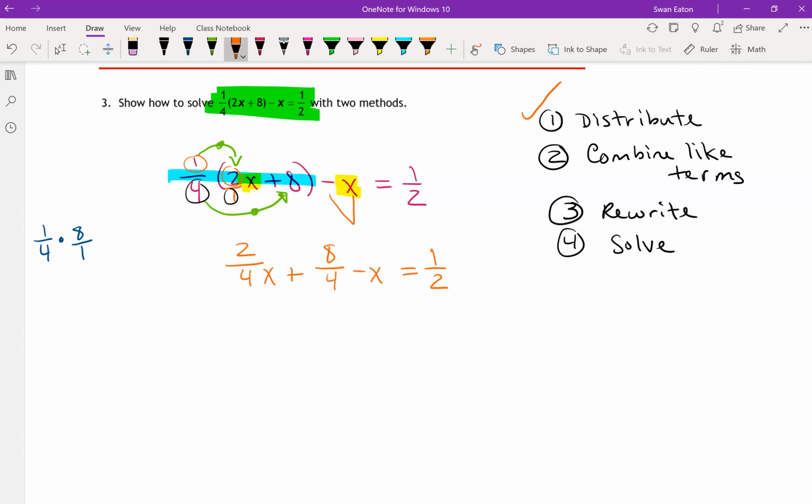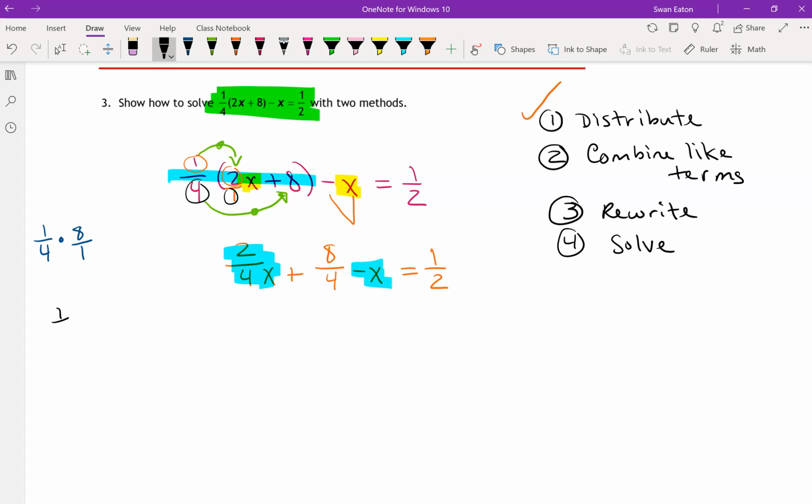Okay, so I distributed. Now I've got to combine like terms. Where are my like terms? Let's see, I've got 2/4 x here, and I've got a negative x here. Oh my goodness. Okay, so let's see how we're going to work our magic here. I'm going to do my work over here on the side again. I've got 2/4, which can be simplified to 1/2.